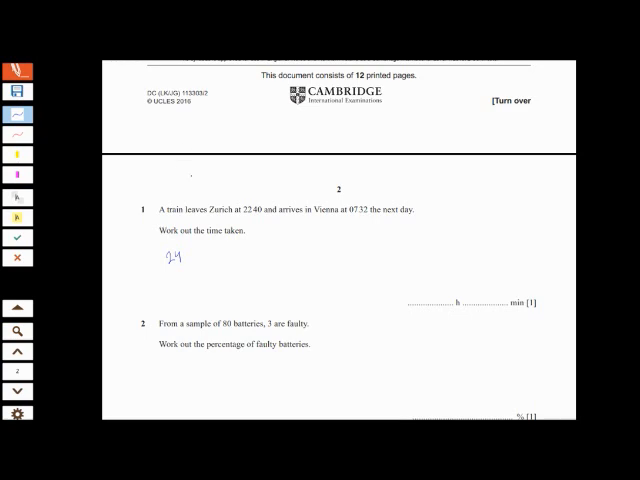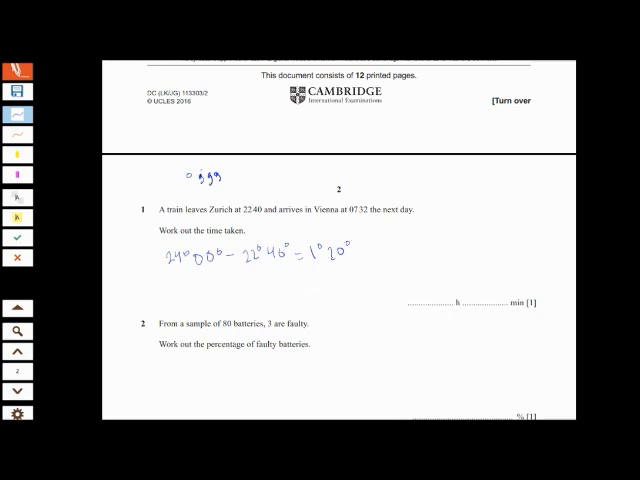There is a symbol in the calculator that looks something like this. You should use it, and it will look something like that. 24, 0, 0, and then again here, minus 22, again 40. That would equal 1 hour, 20 minutes.